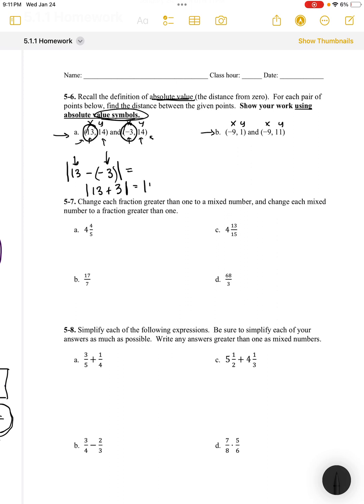Well, 13 plus 3 is 16. The absolute value of 16 is 16. That is my answer.